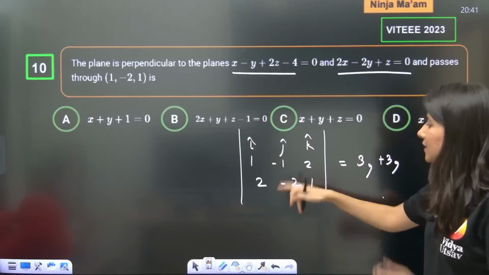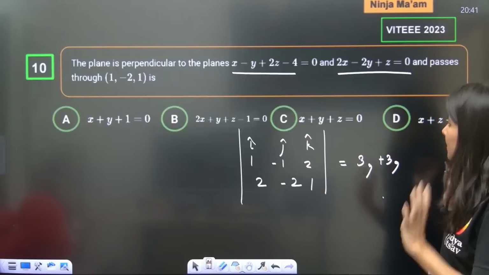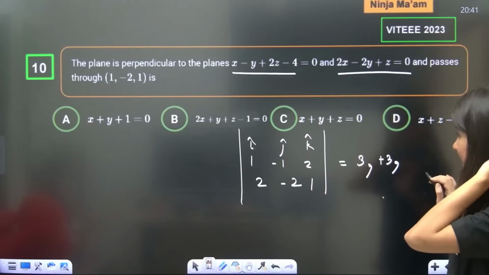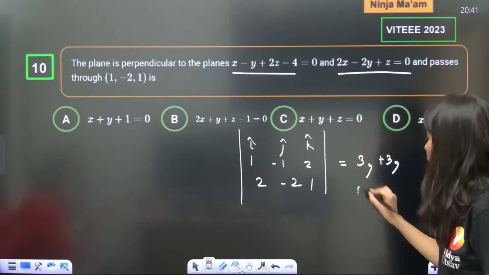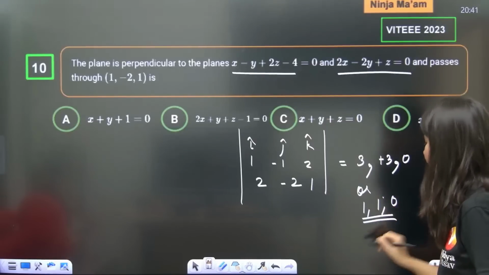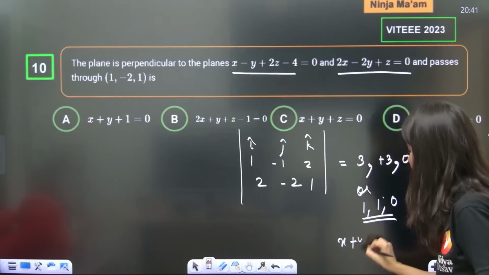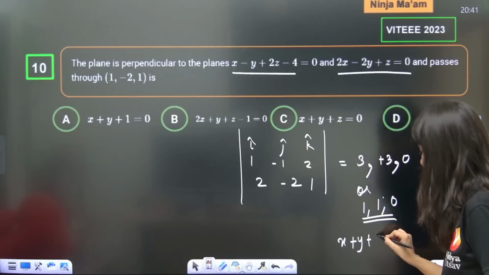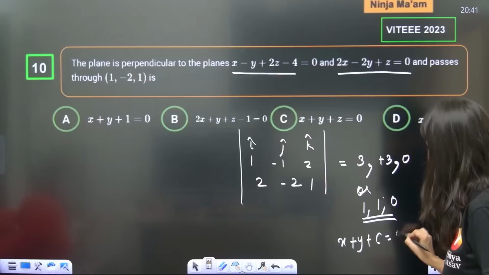And this is minus 2 and plus 2, so that's 0. Correct? Yes, this is 0. So 3 comma 3, comma 0, or you can write 1 comma 1 comma 0. This is also fine. So x plus y plus 0, z will not be there, plus c is equal to 0.